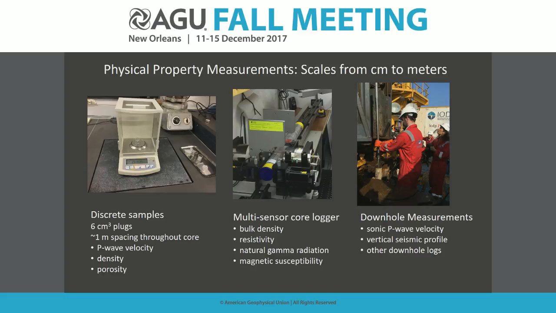At a similar scale, but more continuously, we used a multi-sensor core logger, shown here. We did this out on the platform, and along this track, we'd run each section of the core. As it went by, we would measure various properties, such as bulk density, resistivity, natural gamma radiation, and magnetic susceptibility. Today, I'm just going to present the density. And finally, in the downhole, we put a number of tools, and in particular, we measured sonic P-wave velocity, which I'll present, and we also did a vertical seismic profile. This would be at the larger scale in terms of meters, compared to the centimeter scale here.